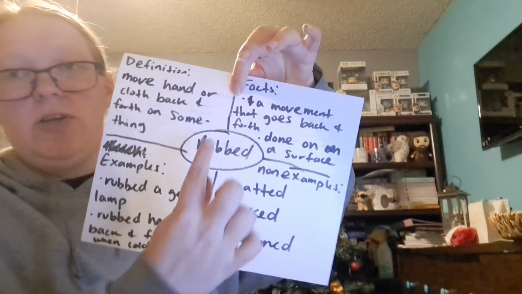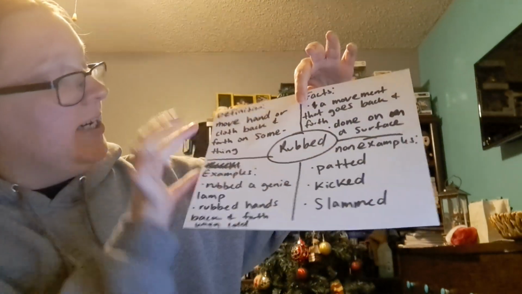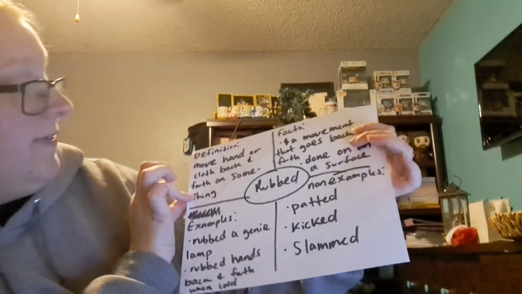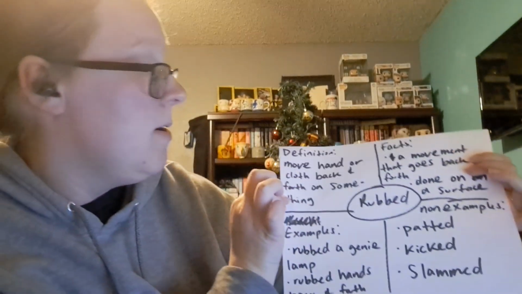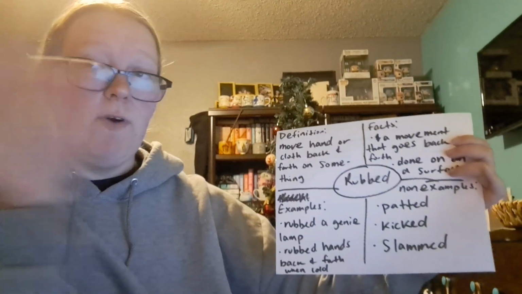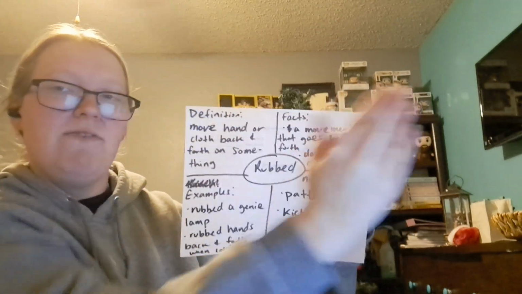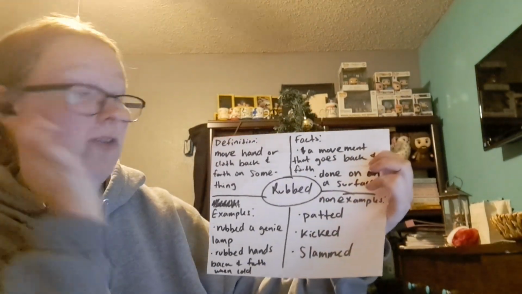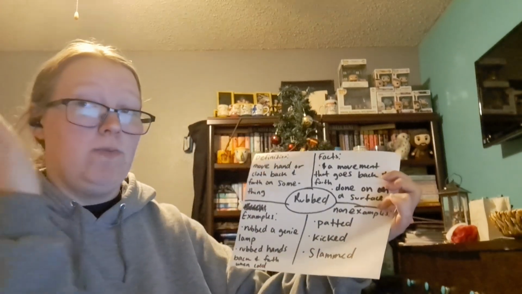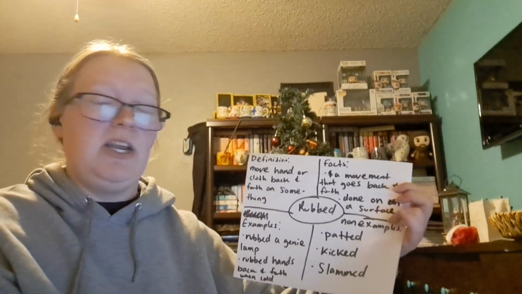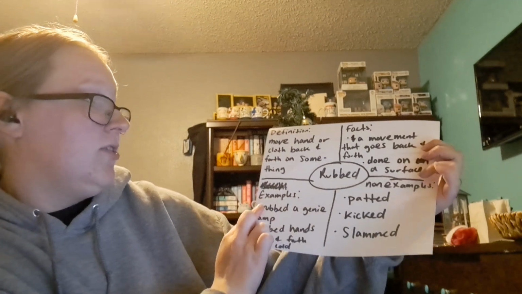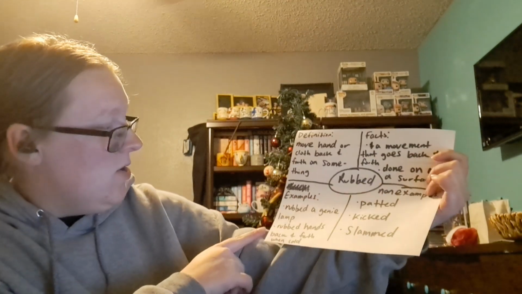So in the middle you will put rubbed, and then here, this is where your definition will go. So for definition, remember we discussed it earlier, it's move hand or cloth back and forth on anything. So it could be on your arm, on a genie lamp. So it's a back and forth motion. So here it's kind of like facts or characteristics. So it's a movement that goes back and forth, and it can be done on any surface. Examples could be rub the genie lamp, or like rub your hands back and forth because it's cold.